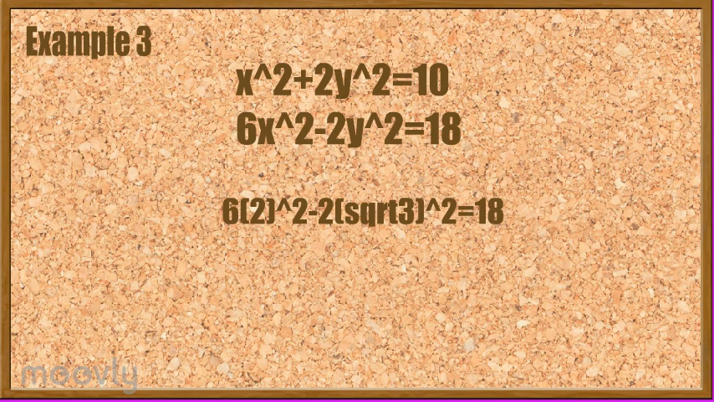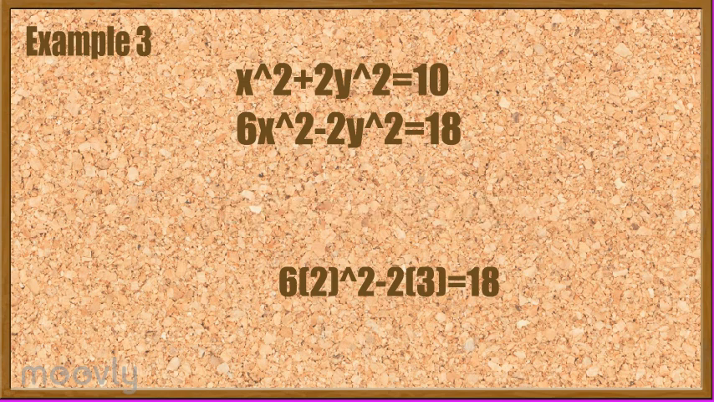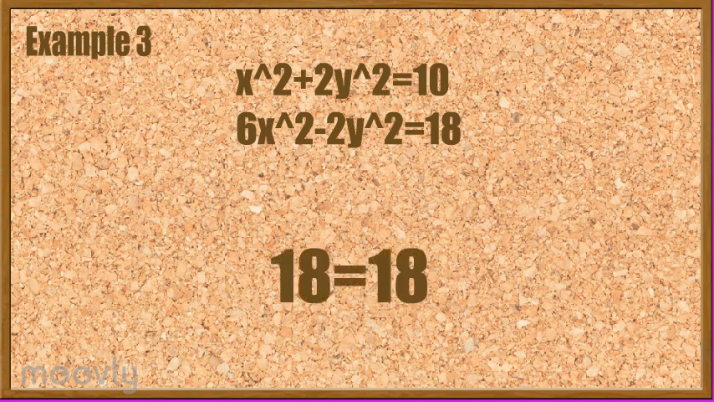Step 4 is to now do the same for the second equation. 6 times 2 squared plus 2 times square root of 3 squared equals 18. We already know that the square root of 3 and squaring will cancel out, so we can make it easier for ourselves and say that the equation is now 6 times 2 squared plus 2 times 3 equals 18. Square 2, then multiply by 6 to get 24. 2 times 3 is 6. 24 minus 6 equals 18. 18 equals 18. These numbers work for both equations.